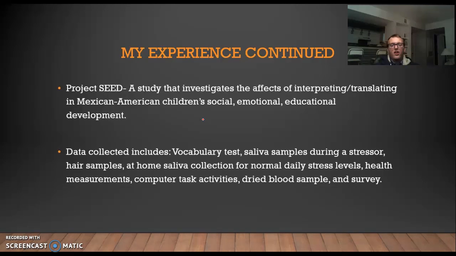So to be in this study, as it says, you have to be a Mexican American, you have to interpret for your parents, and your parents have to be from Mexico. The child doesn't necessarily have to be from Mexico. That's the criteria for being in the study. And so what we want to see is how interpreting affects them socially, emotionally, educationally, and then their development in general, like health and cognitive functioning.